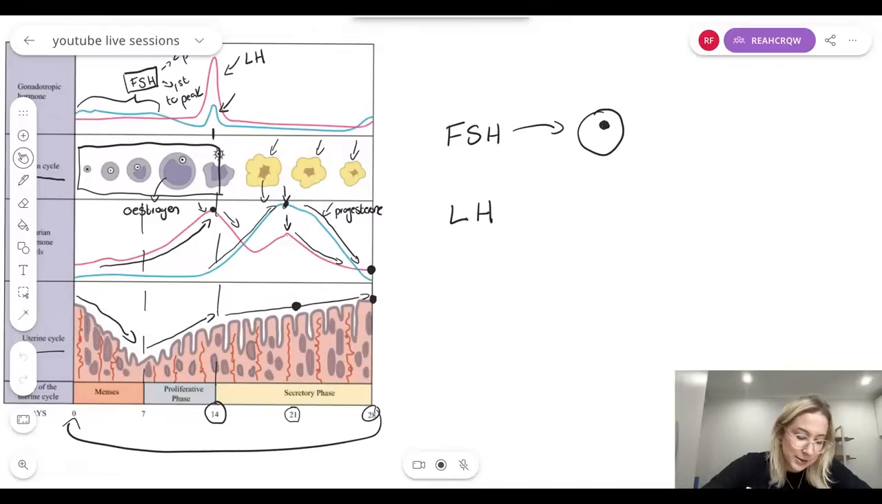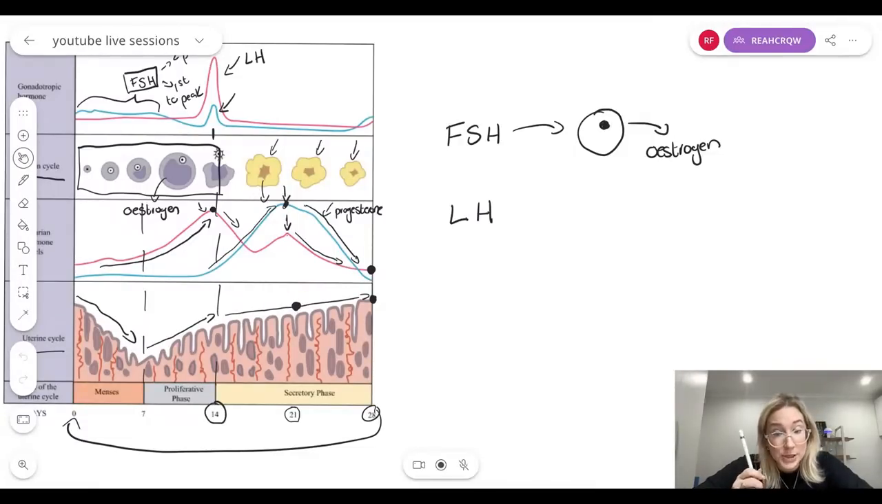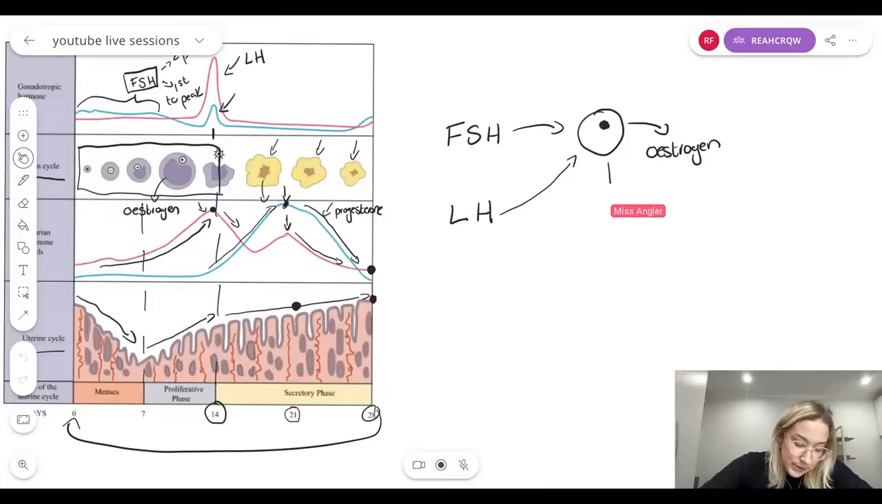So follicle stimulating hormone makes the follicle grow with the egg in it. The follicle produces estrogen. Okay. Now, this is where people are going to struggle, so pay attention. In order for the egg to get released, luteinizing hormone needs to come along. And so what happens is ovulation occurs.